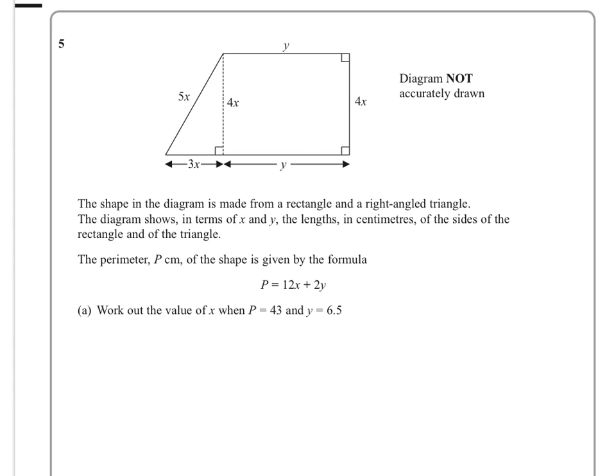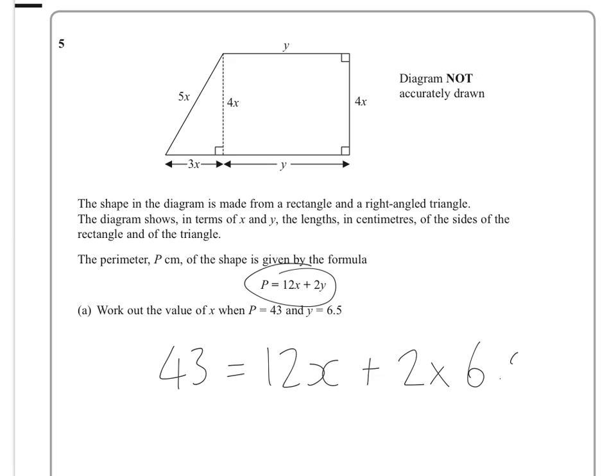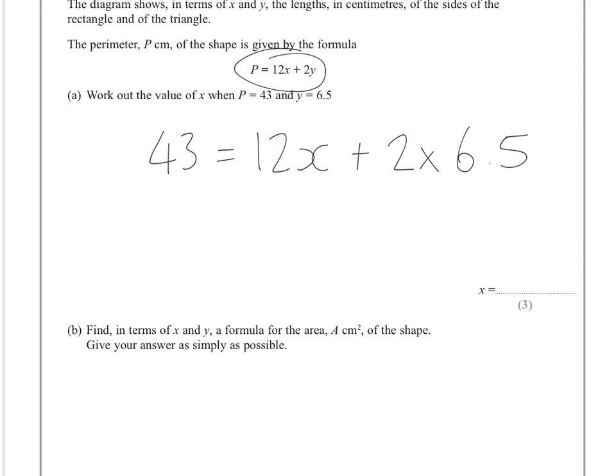Calculate the value of x when p is 43 and y is 6.5. Well, using the formula that they've given you, I substitute in my values. So 43 equals 12x plus 2 times my y value, 6.5. 2 times 6.5 is 13. So that leaves me with 43 equals 12x plus 13.